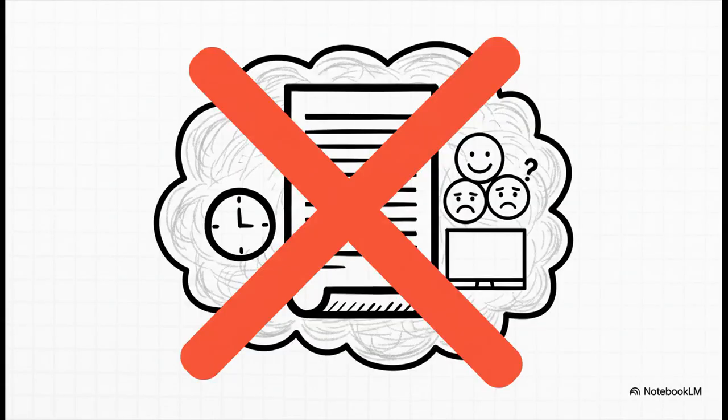So how do you get rid of all that ambiguity? Well, for starters, you avoid vague requirements like this one. The system must be fast and user-friendly. What does fast even mean? What does user-friendly mean? These are subjective, they're untestable, and honestly, they're just a recipe for disappointment.